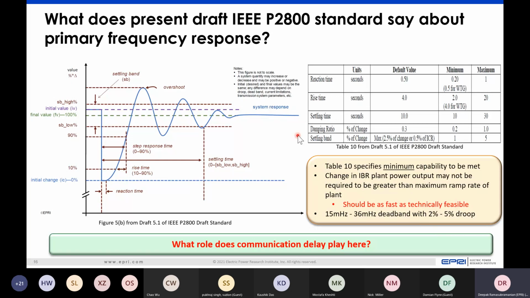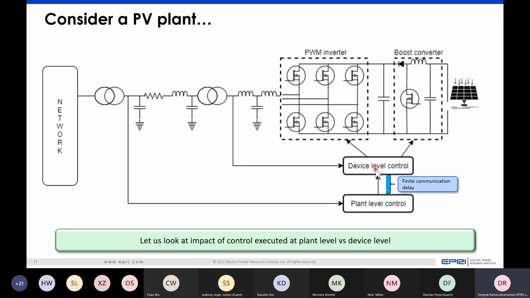Now, this kind of definition, while it's good in the context of how we understand it, has nuances involved which need to be considered, especially when you look at large solar plants or large wind plants, where communication delay can play a role between the plant level control and the device level control. So depending upon how you have these two hierarchies of control structured, you can have different objectives for plant level versus device level. And depending upon the delay of control, you can have very different responses in trying to meet the same objective of a future power system, which then have to be considered.